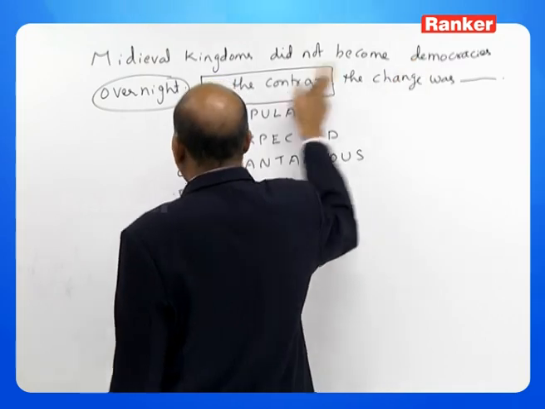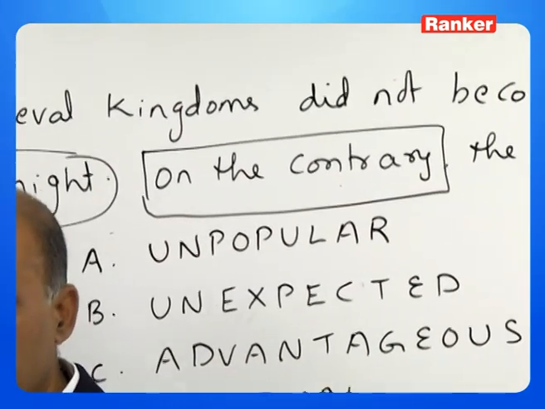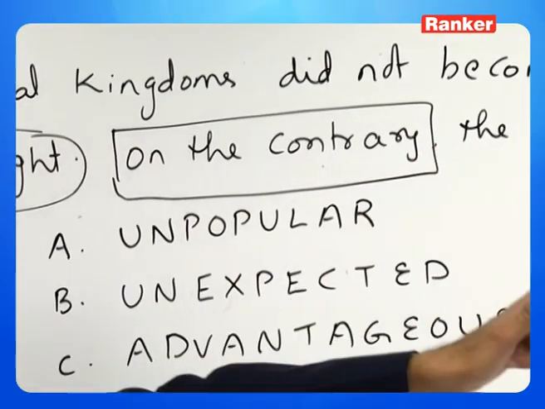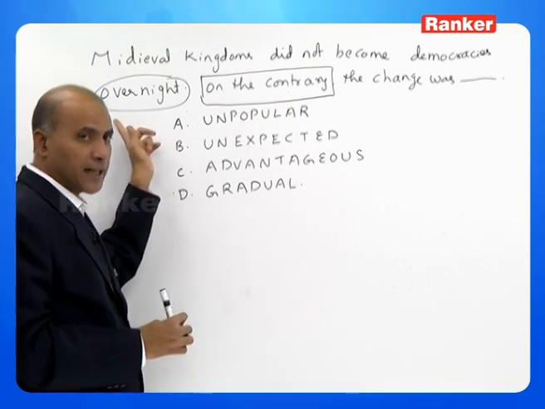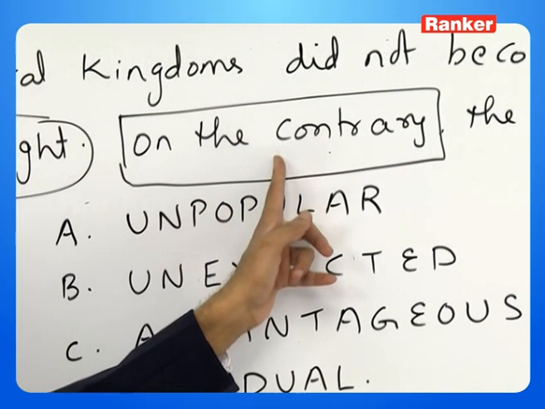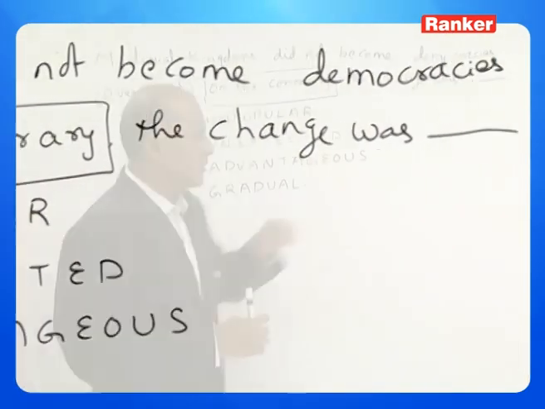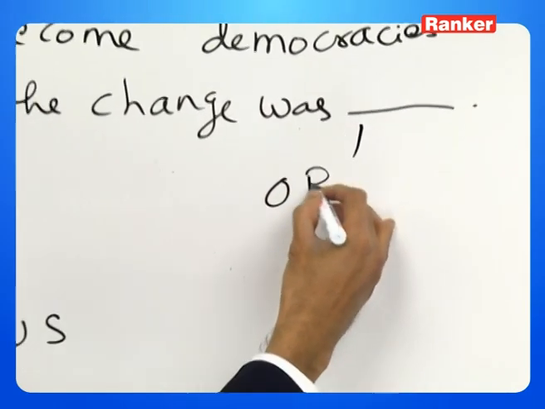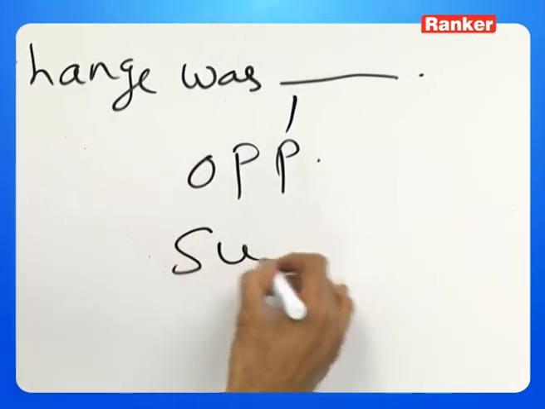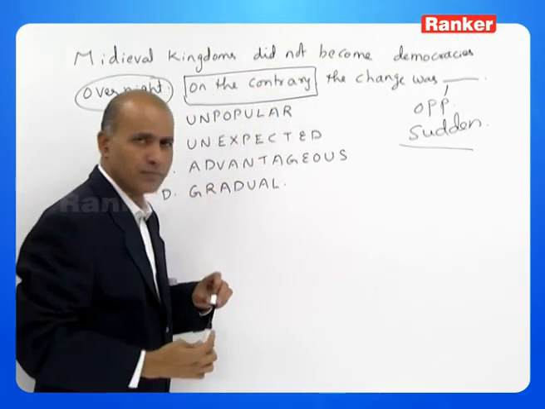This did not become sudden. Actually, the opposite. This became dash. The kingdom did not become a democracy suddenly. Actually the exact opposite occurred. Actually the change was a dash. That means what? In this blank, some word which is the opposite of sudden or overnight should be there.